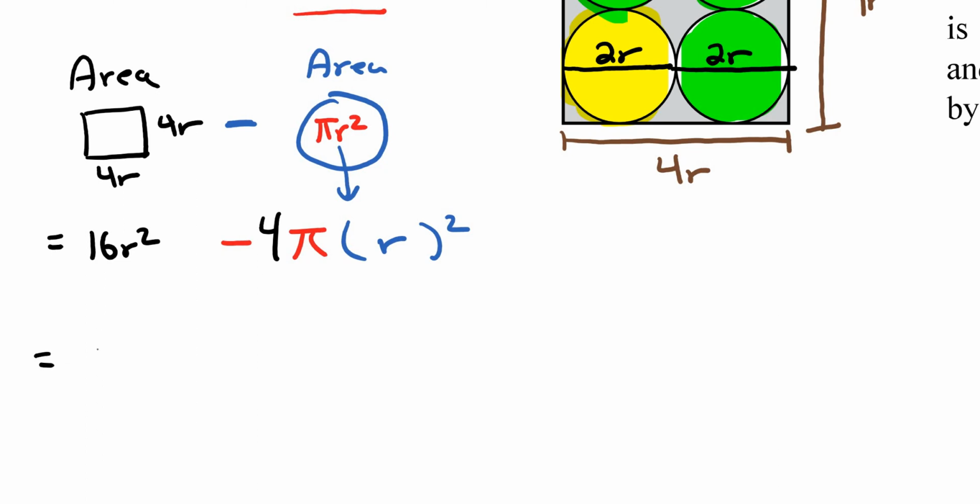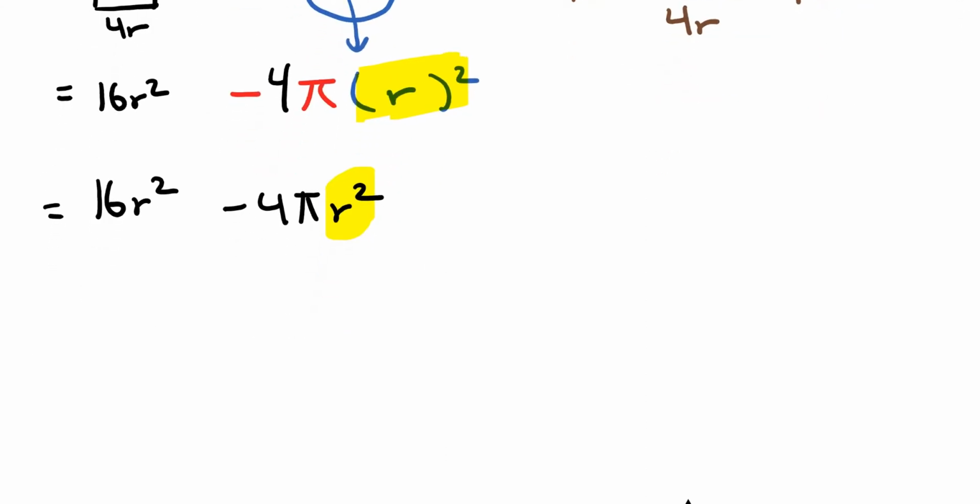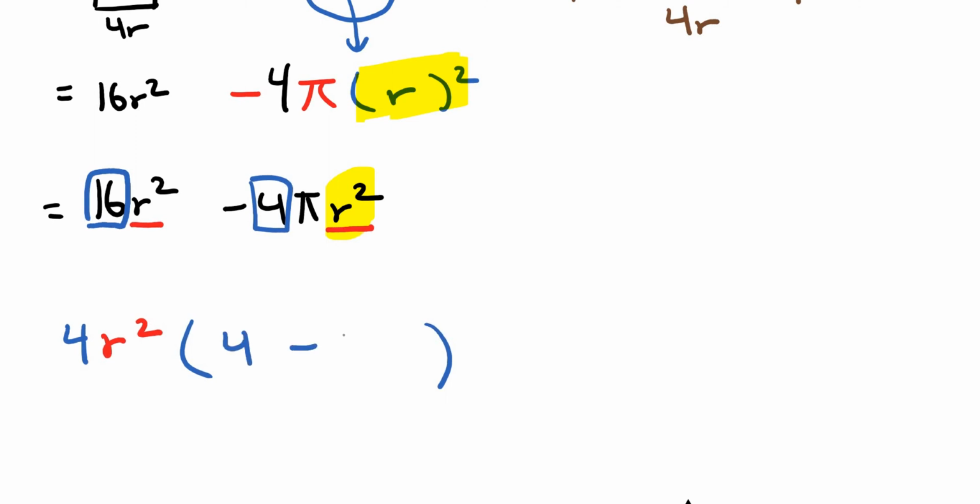So the area of the square is 16r squared minus 4 pi r squared. Okay, so this r to the power 2 is just r squared. Now take a look at this expression here. What can you factor out that's common? Well, both of them have an r squared, right? So we can pull out an r squared. Both of them have a factor of 4. There's a 16 and there's a 4 there, so I can pull out a 4. So if I pull out a 4r squared, what is left over? Well, I get 4 minus pi.